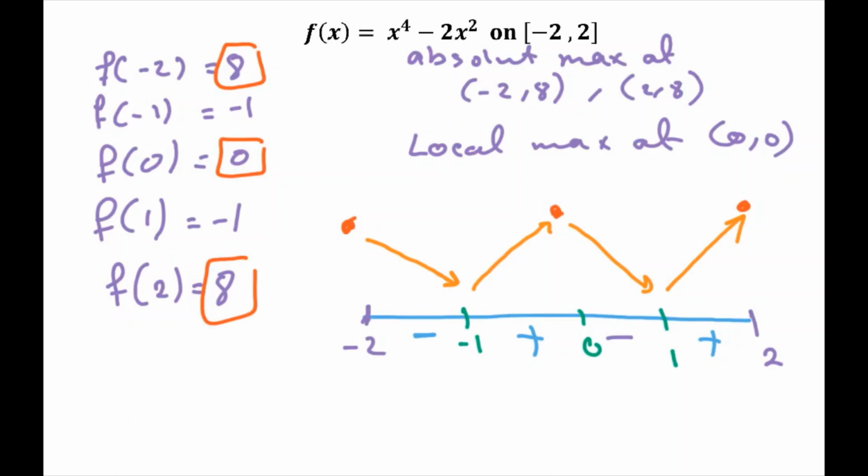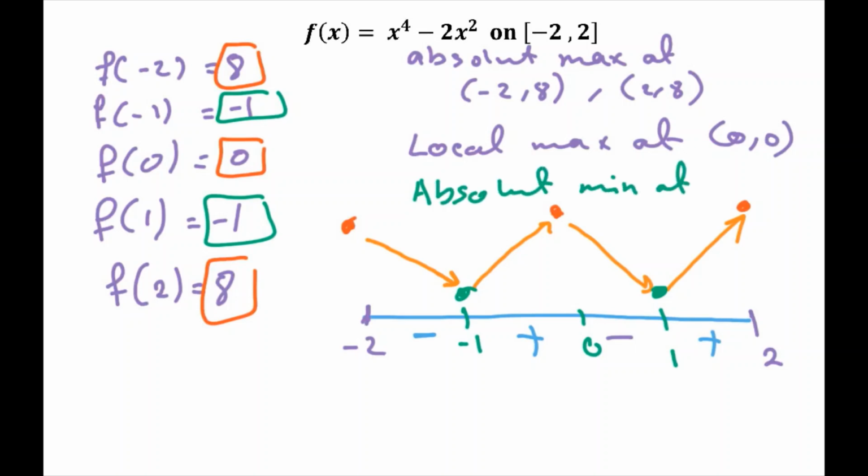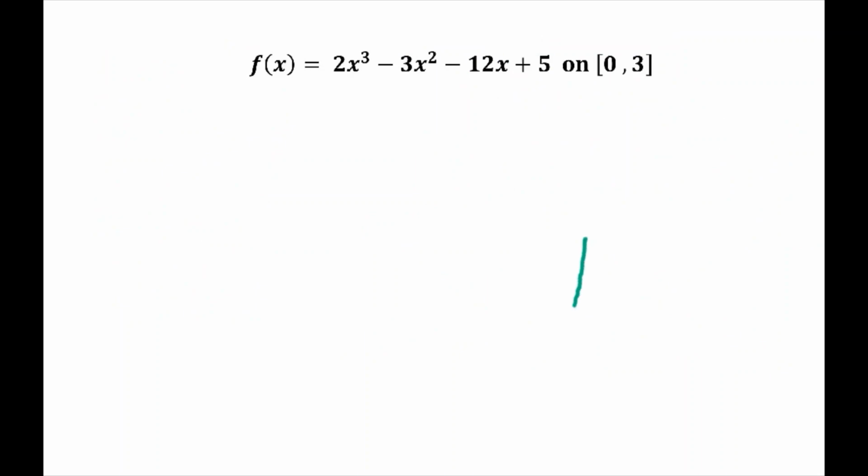Now let's look at the minimum. Now this point is down and this point is down. So this and this are minimum, and since they are equal, then they are absolute, because there's nothing lower than these 2 points. So absolute minimum at (-1, -1) and (1, -1). So 2 absolute minimum. We are going to do the same thing with this question here.